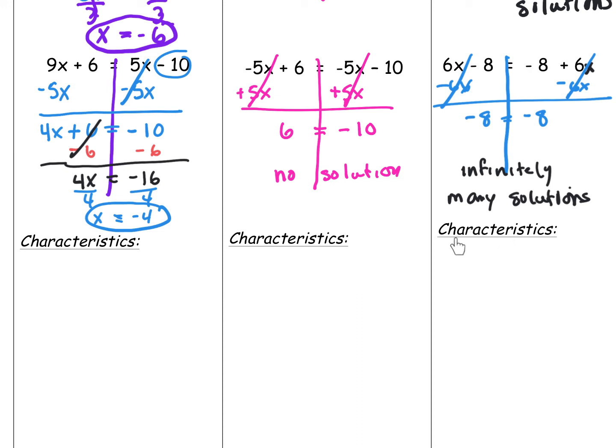So let's start in this column. The characteristics, as I just mentioned, for our equations that have infinitely many solutions is that I'm going to end up seeing that the coefficient of the variable, in this case we're using x, the coefficient, the number with the variable, is the same on both sides of the equation. And it also turns out the constants are the same on both sides. The constants are numbers without the variable. The constants are the same as well.